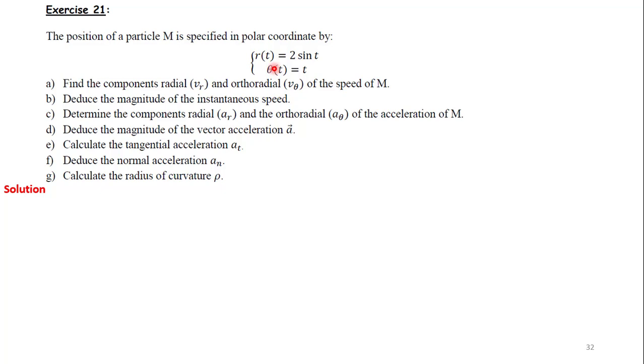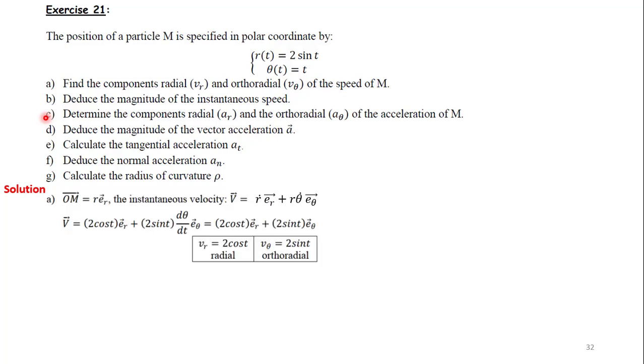So we have to prepare the derivatives. You can start by computing r dot and theta dot, and also r double dot and theta double dot, because you will be asked to find the acceleration in question C. Okay, so we can directly apply the rule V equals r dot er plus r theta dot e theta. So what is r dot? It's equal to 2 cosine t.